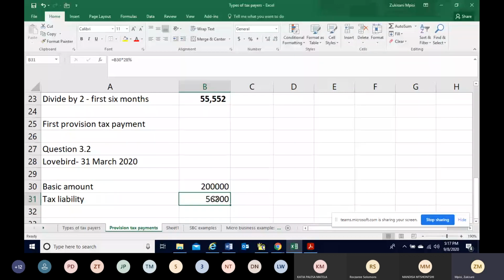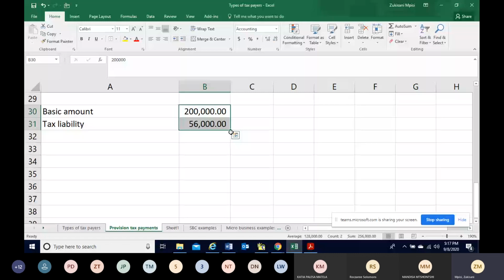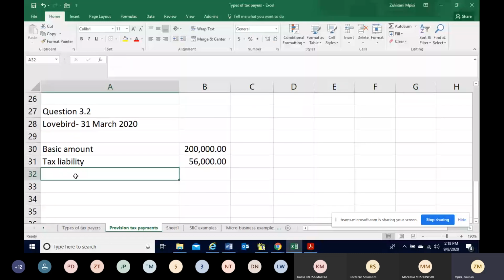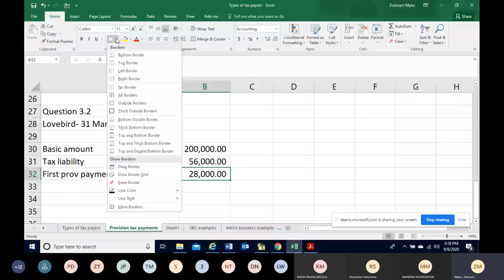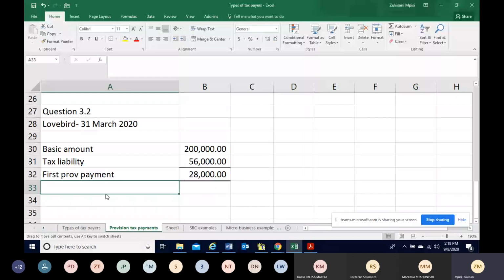And then you're going to say for the first provisional payment, you must divide 56,000 by 2 to get 28,000. Now I want us looking at the same information. I want us to look now at calculating the second provisional payment.